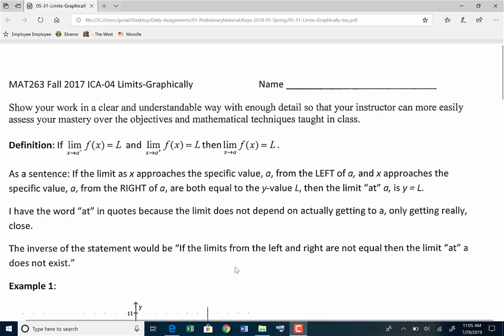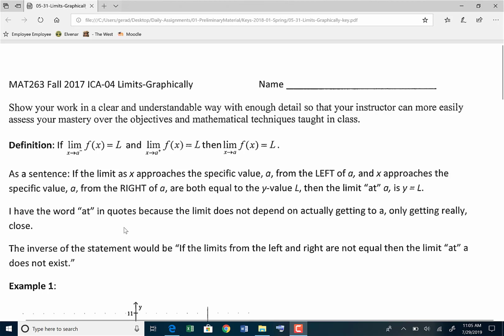Limits graphically. So you see our fancy definition here. The limit as x approaches a, and that negative in the exponent spot means from the left. So our x value is approaching some number on the left side, and then our function is approaching some y value, capital L. And then also, if that same limit approaching on the right side of that x value is equal to the same thing, then the limit, air quote, at that particular x value is the same. So you can read the sentences there.